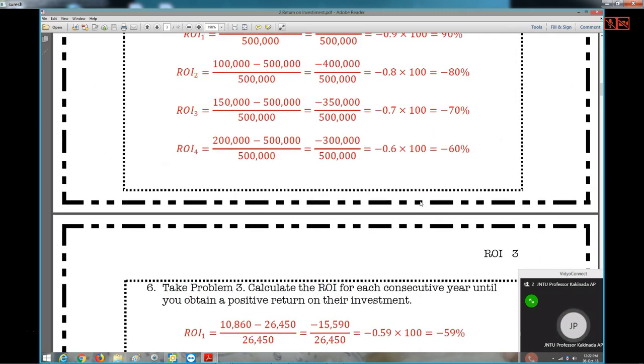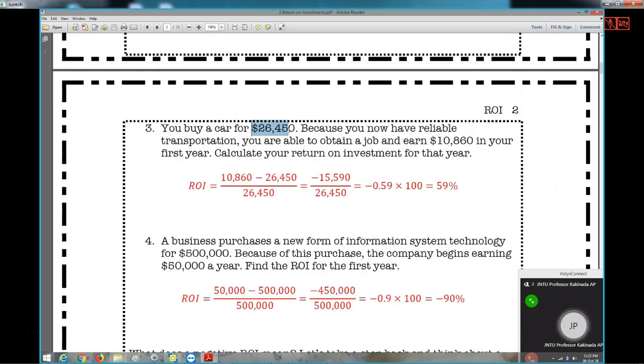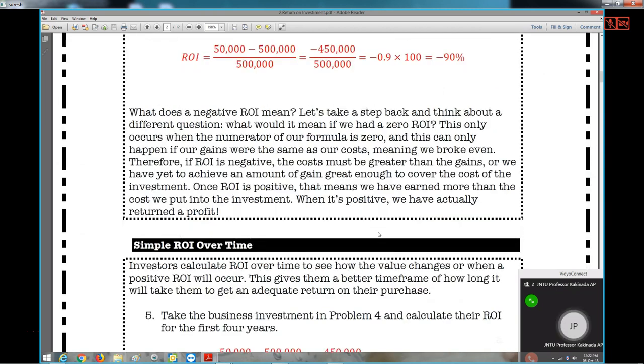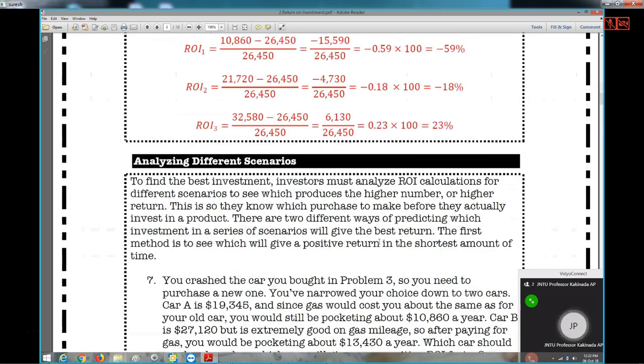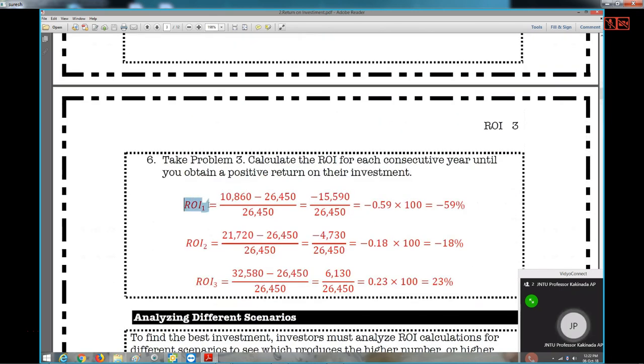Suppose example 3. Here he has purchased a car for $26,450, and each year he has earned $10,860. By how many years of his service will he get positive gains? So return on investment for first year, which is $10,860 minus investment 26,450 divided by 26,450. It has a loss of minus 59%.